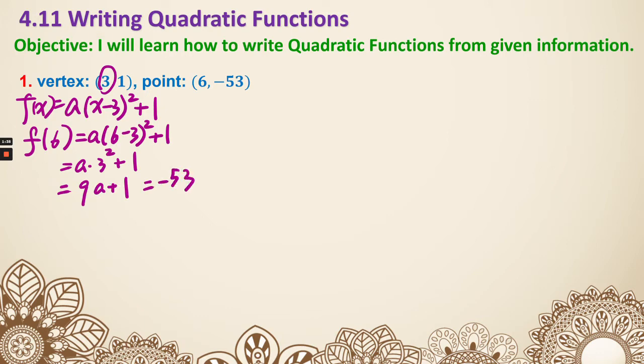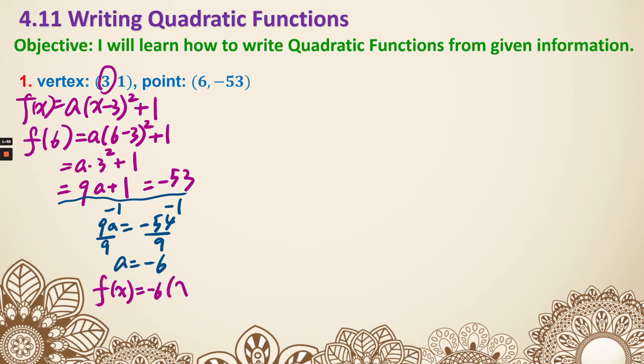Now I'm going to solve that equation. I'm going to minus 1 on both sides. 9a equals negative 54. Divide everything by 9. My a is negative 6. That means my vertex form actually will look like f of x equals negative 6 times x minus 3 squared plus 1. But that is not done. My final answer needs to be in standard form. So now I need to change that into standard form.